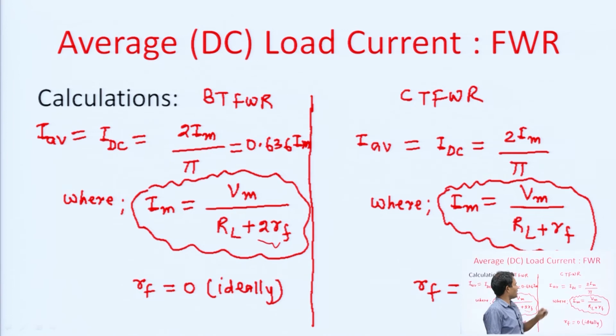For center tap type full wave rectifier, IDC is equal to 2 Im upon pi, and Im is Vm upon RL plus Rf, where Rf is the forward resistance of the diode. In center tap type, at a time one diode conducts, and in bridge type rectifier at a time 2 diodes conduct, that is why here this is 2 Rf and here this is 1 Rf. Ideally both values will be the same, because ideally Rf equals 0, then Im equals Vm upon RL, and here Im equals Vm upon RL also. So, this is the average or DC load current for the full wave rectifier.